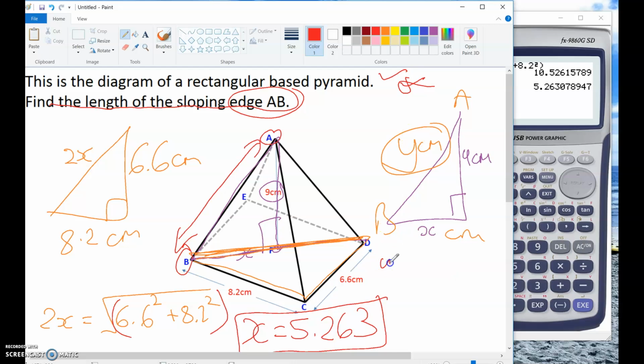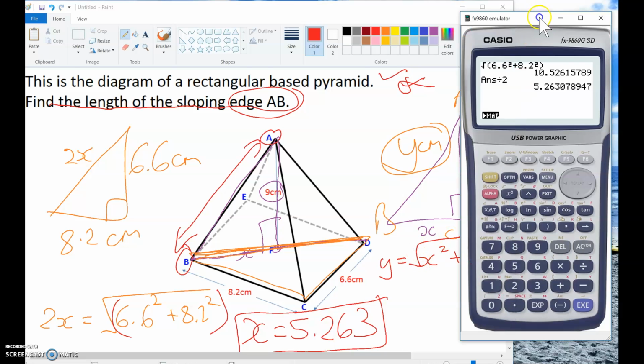Now, what's y going to be? y is the square root of x squared plus 9 squared. So we know what x is, that's this. So let's actually square it and add the 9 squared, and then we're going to take the square root of that answer to find y. So we get 10.43, rounding to 2 decimal places.